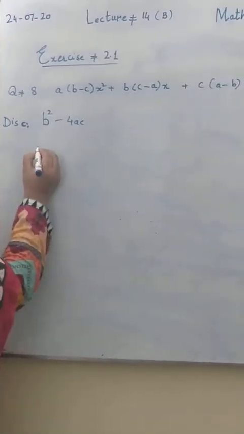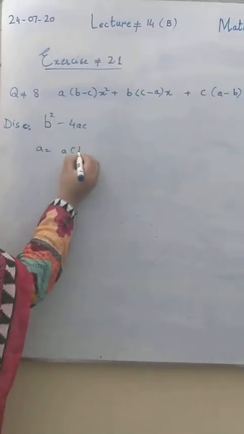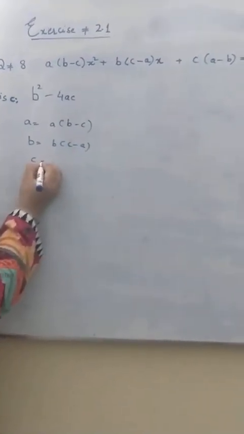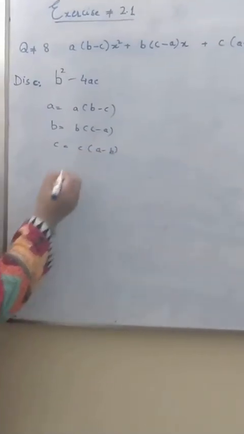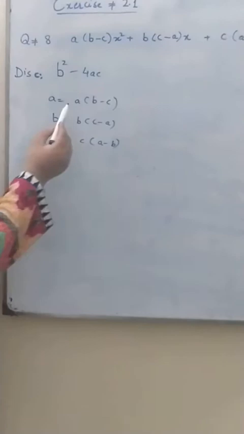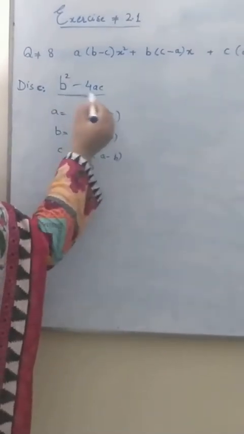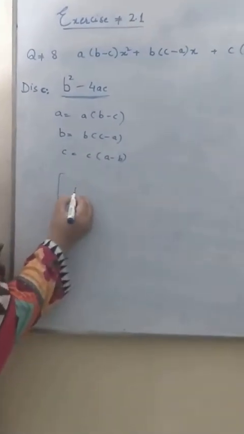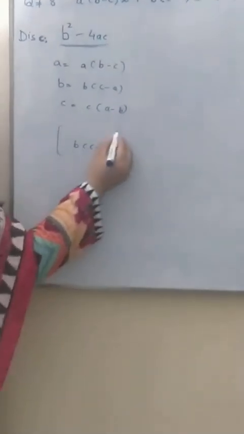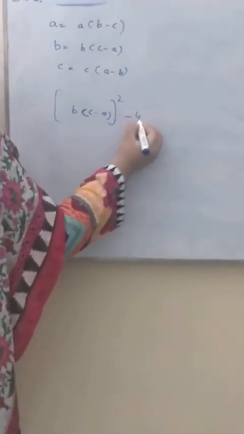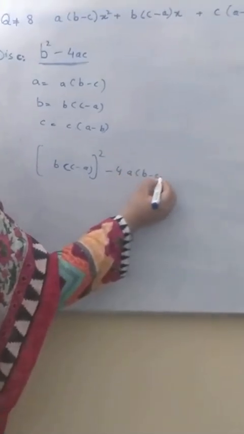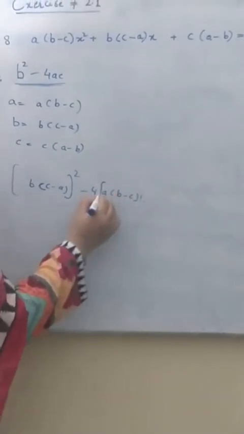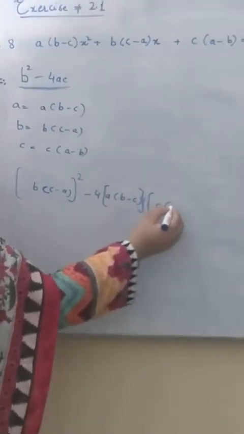We have to show that discriminant is a perfect square. So here a is equal to a into b minus c, b is equal to b into c minus a, c is equal to c into a minus b. We have to show that this discriminant is a perfect square. So by putting the values, b square means b into c minus a whole square minus 4 a into b minus c into c into a minus b.